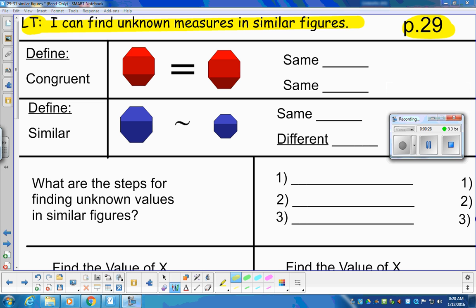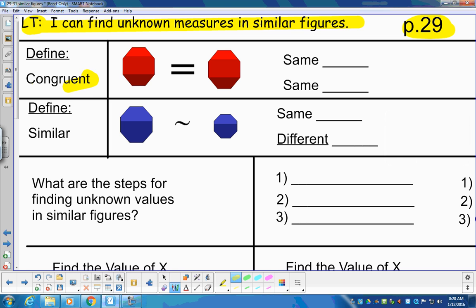So our definitions, we have two definitions here on the left. We have the word congruent. If you remember from elementary school, you should have heard the word congruent before. It means that you have two figures that are essentially exactly the same. So same what? Size. Good. Same size and same shape. Excellent. So write those words in. Same size, same shape, congruent figures.